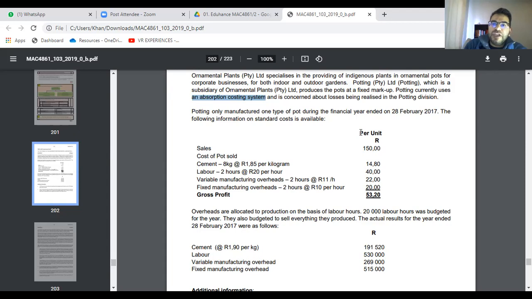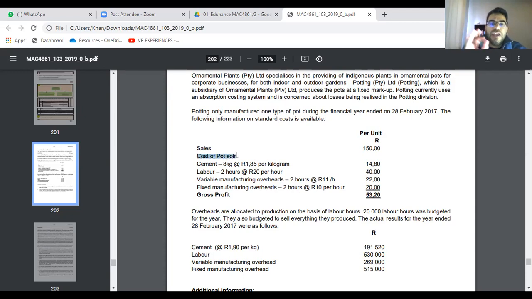So here we have per unit, so we must know this is a cost for each pot. I'm assuming a pot is a unit. We'll see if that is the case, but just take note of that. Okay, so here we have sales. One pot is sold for 150. Cost of pot sold. Okay, now they're breaking it down.